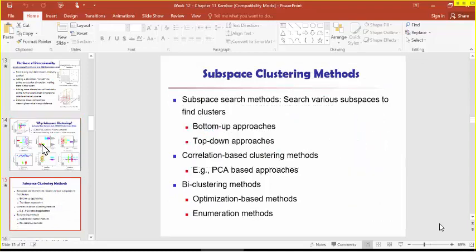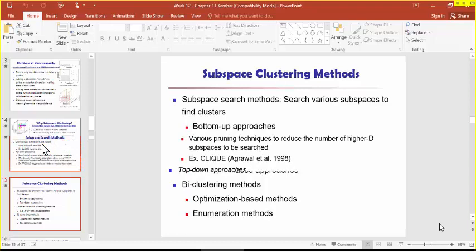In the subspace clustering method, we have a subspace search method where we search various subspaces to find clusters. It can have a bottom-up approach and a top-down approach. Correlation-based clustering methods can also be used, and biclustering methods, which are optimization-based or enumeration-based, can also be used.